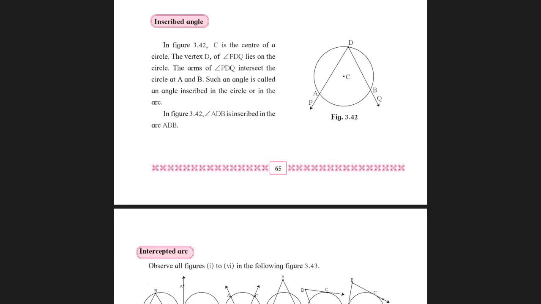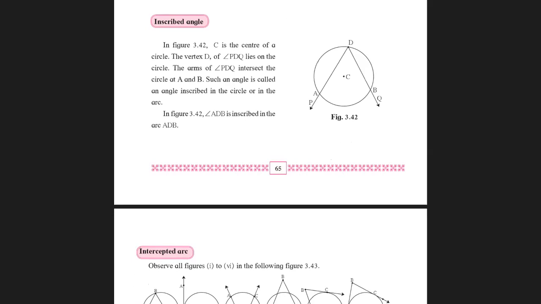Next, you have what is an inscribed angle. You're going to learn what is an inscribed angle. In the figure, C is the center of a circle. Vertex D of angle PDQ lies on the circle. The arms of angle PDQ intersect the circle at A and B. Such an angle is called an angle inscribed in the circle or in the arc. In figure 3.42, angle ADB is inscribed in the arc ADB.